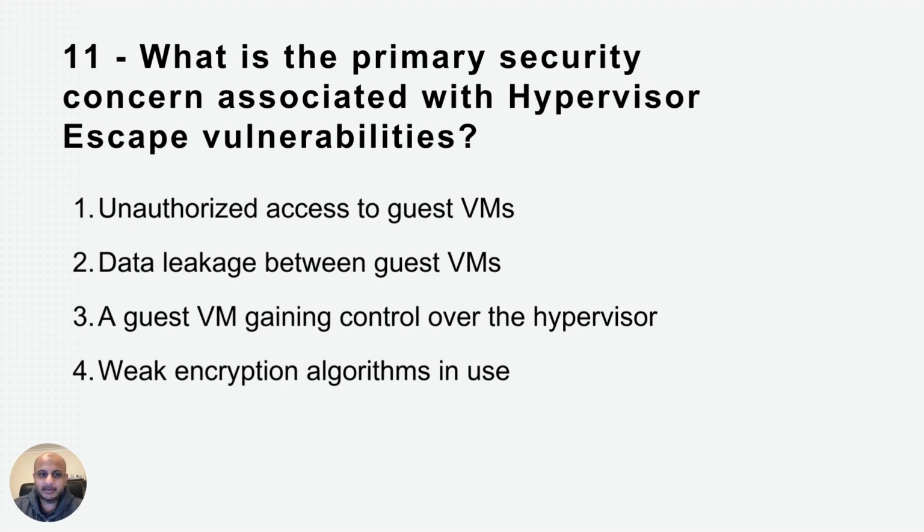Okay, what is the primary security concern associated with hypervisor escape vulnerabilities? So this is interesting. The hypervisor, if you know, is one of the fundamental building blocks of a cloud computing environment. So: unauthorized access to guest VMs, data leakage between guest VMs, a guest VM gaining control over the hypervisor, and weak encryption algorithms. So one and two are concerns, but not the primary concern. And four, I don't think it has anything to do with this. It would be three, because this is what it's talking about, right?